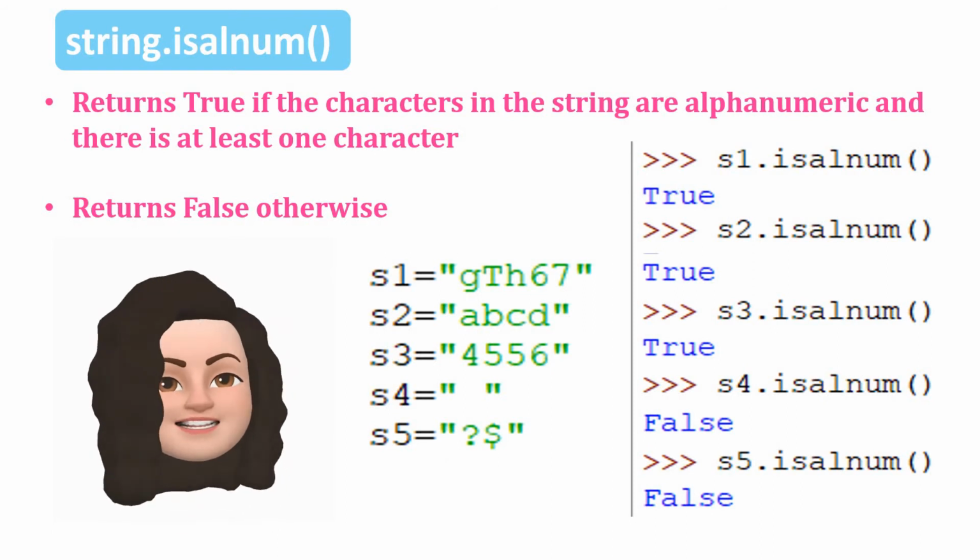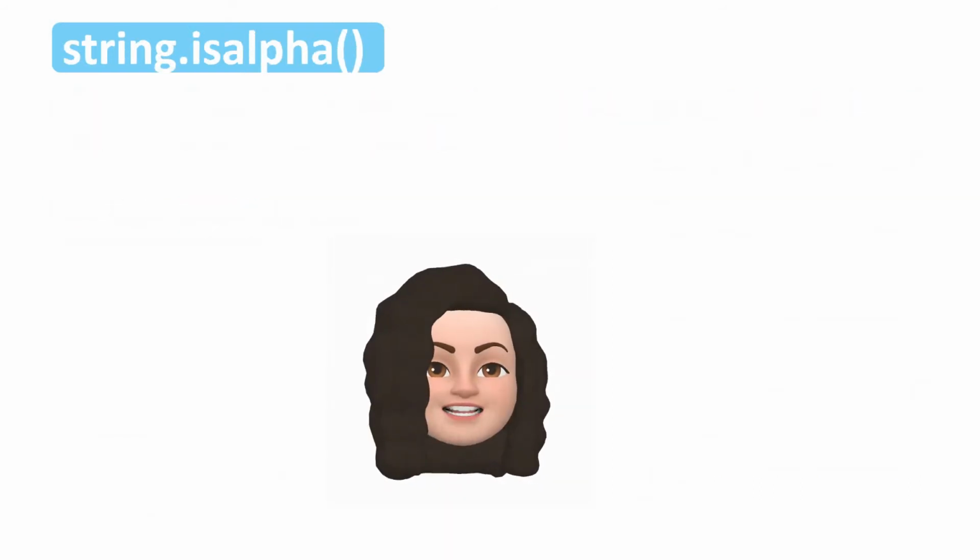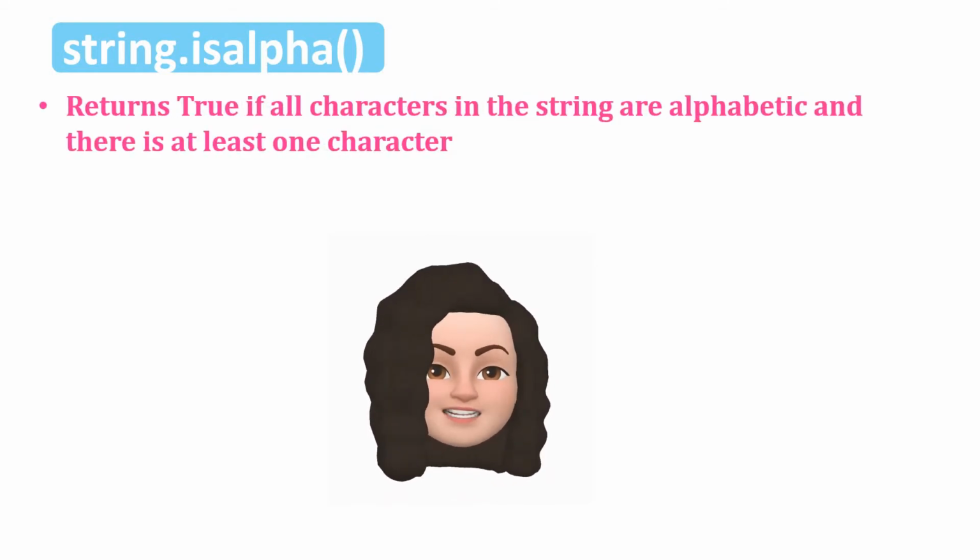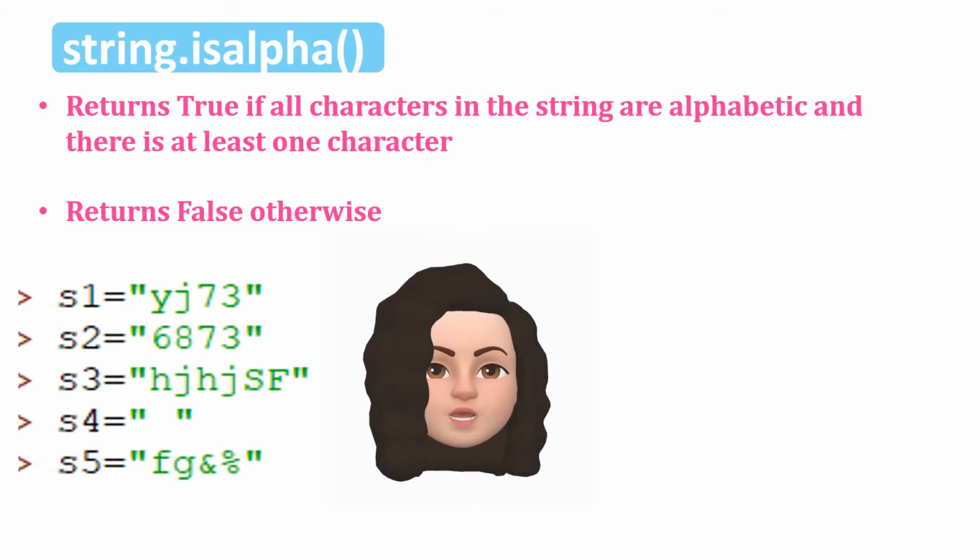isalpha. The string function isalpha returns true if all the characters of the string are alphabets, and that should be at least one character. Okay, it should not be an empty string. Then it will return true, otherwise it will return false. Look at the example. S1, S2, S3, S4, S5. I have declared 5 strings. Now S1 dot isalpha.